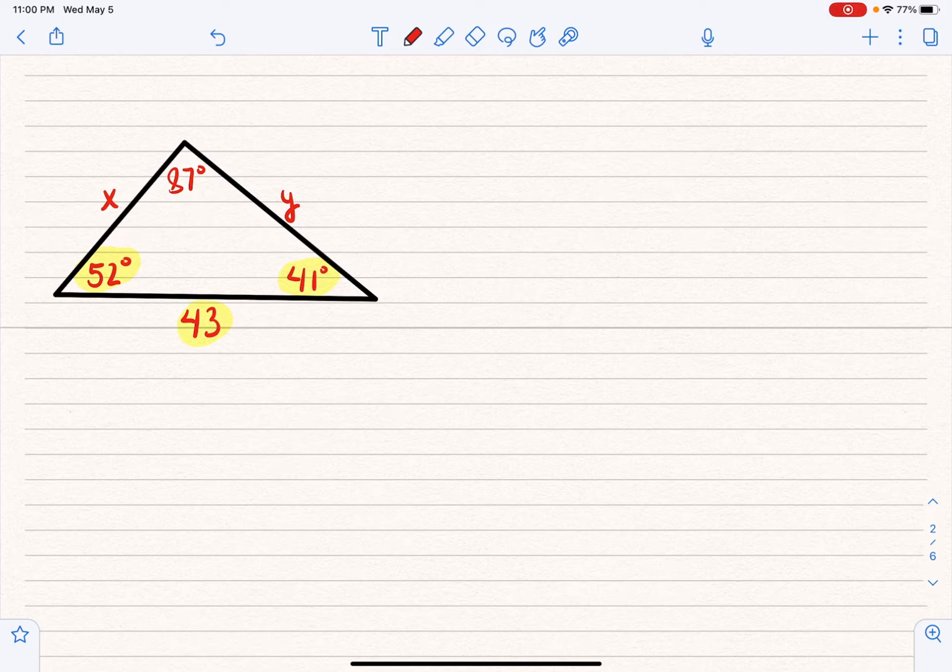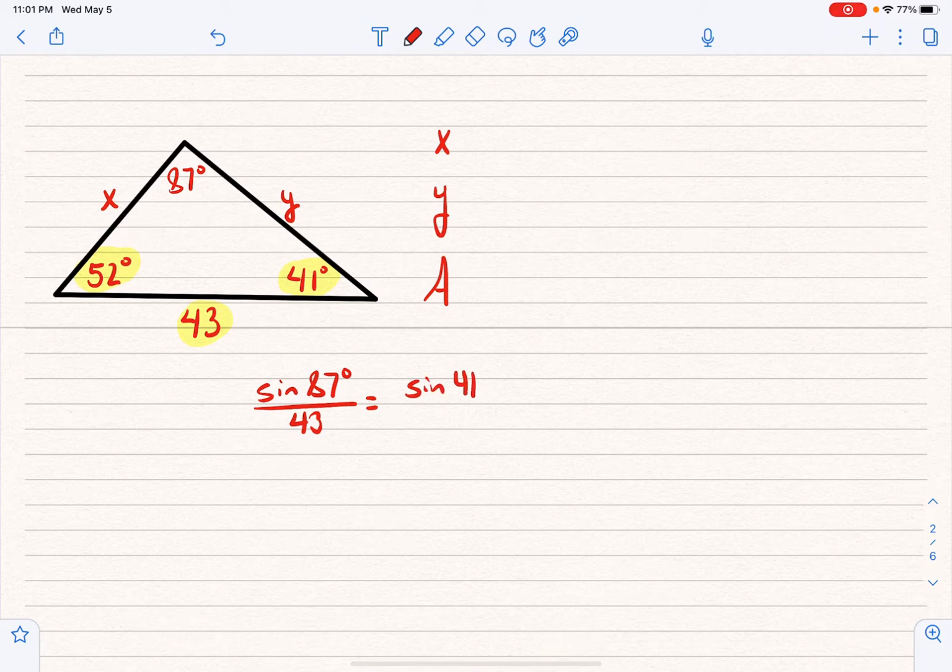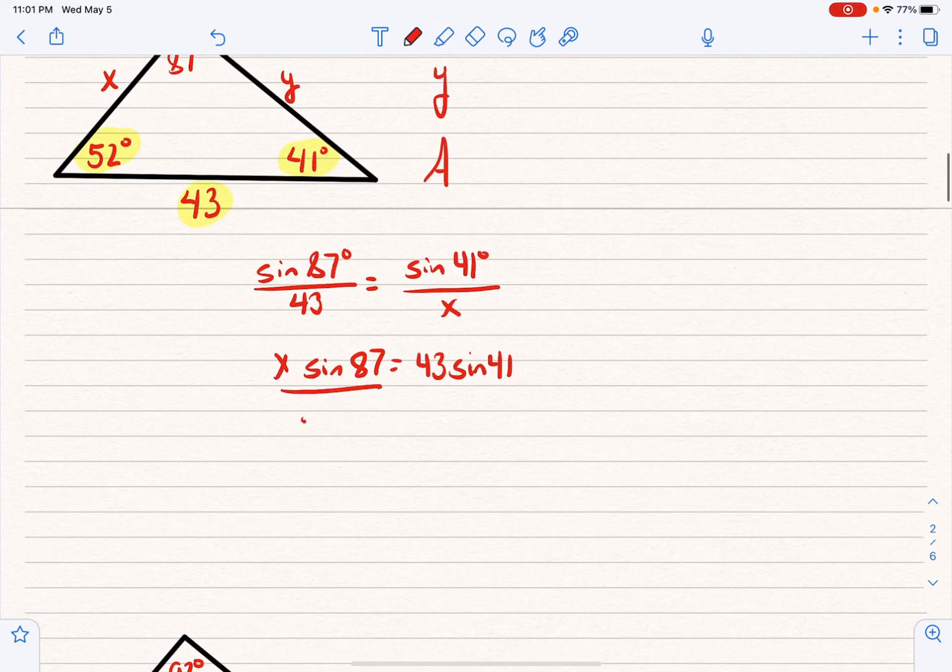Now, what I want to remember is that I can find x, I can find y, and I can find the area. We did all this on that law of sines quiz, but it's been a little bit, so I just want to do a quick review. For finding x, I'm going to start with the idea that the sine of 87 degrees has a relationship to 43 in the same way that the sine of 41 has with x. Then I cross multiply and get that x times the sine of 87 is equal to 43 times the sine of 41. And then I have to divide both sides by the sine of 87.